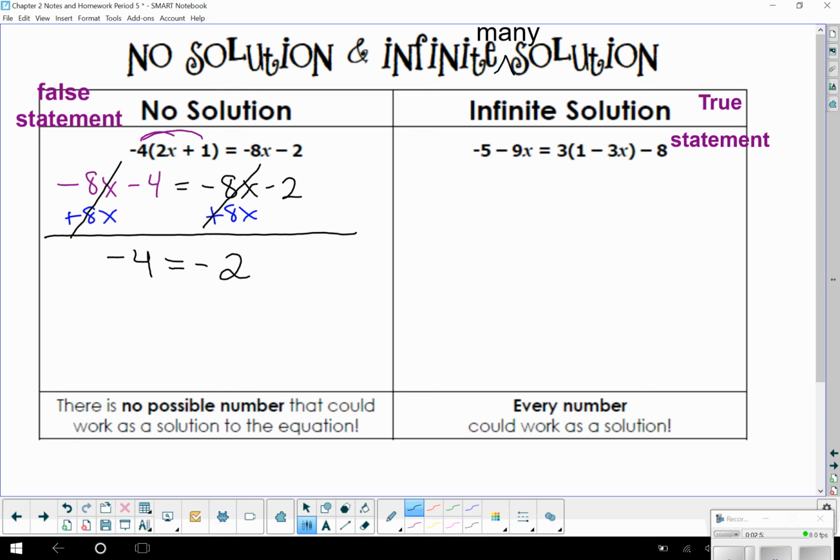Well, I don't know about you, but I know -4 doesn't equal -2. So this is a false statement. There's no possible number that could work as a solution to this equation. So you say no solution.